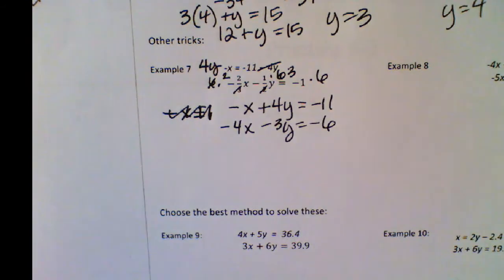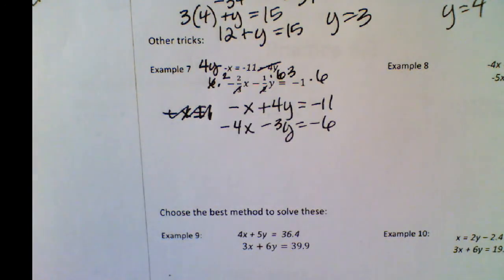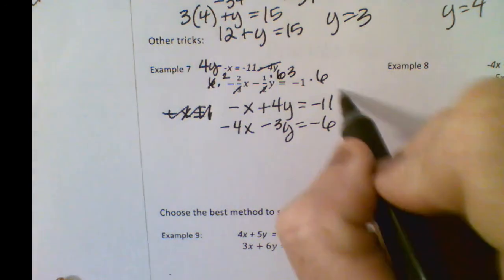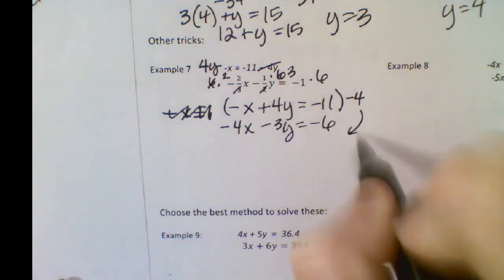So, do your x terms cancel out? Do your y terms cancel out? Can we make one of those terms cancel out by multiplication? Which variable would you like to cancel first? X. Good. What's the opposite of negative 4x? So what do I need to multiply that negative 1 by to get positive 4? Negative 4. So we're going to multiply that entire equation by negative 4 and then swing it down there.